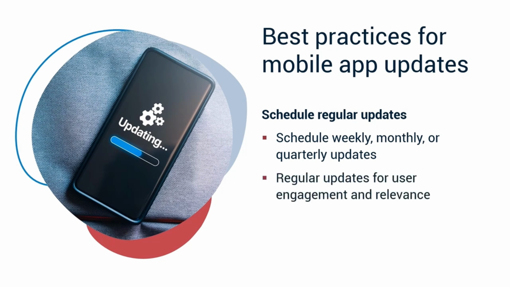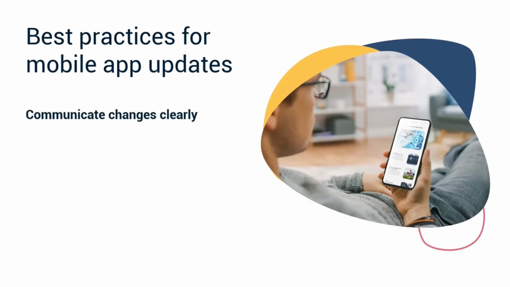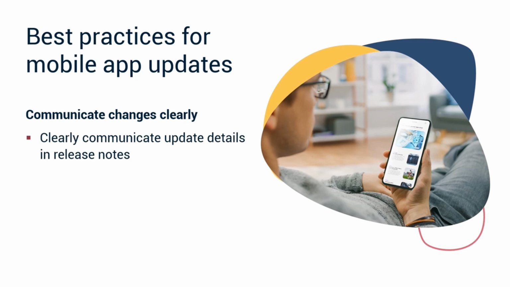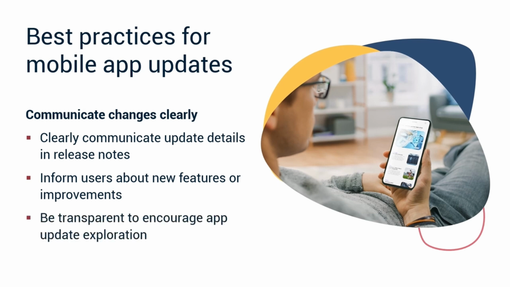Consistent updates keep users engaged and show your commitment to improving the app. For example, photo editing apps release new filters and features monthly to keep users interested. When releasing any update, clearly communicate new additions or improvements in the update notes. Users appreciate knowing about changes, enhancements, and their benefits. For instance, when a messaging app adds new emojis, they highlight these additions to encourage usage.